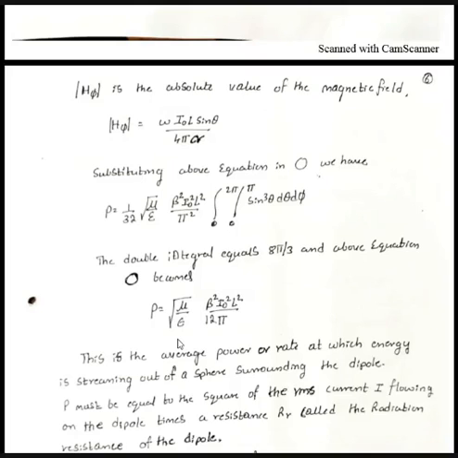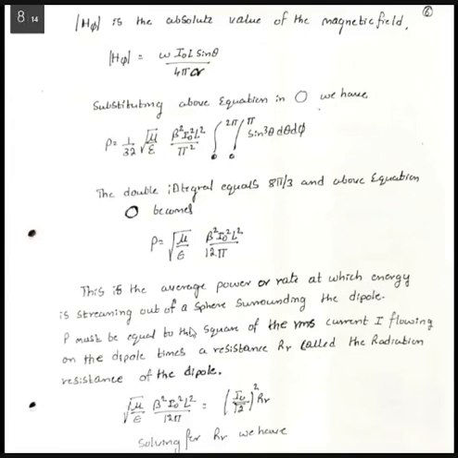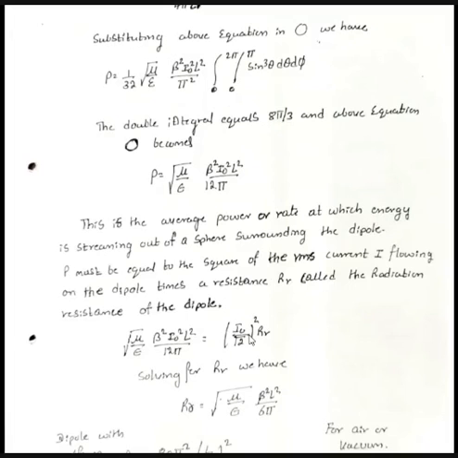We have discussed in the initial stage that it should be equated to I square R, where I is the RMS current and R is nothing but the radiation resistance of a short dipole. Now if you substitute here, you know the RMS value is I naught divided by root 2. If we square it, we will get I naught square divided by 2.